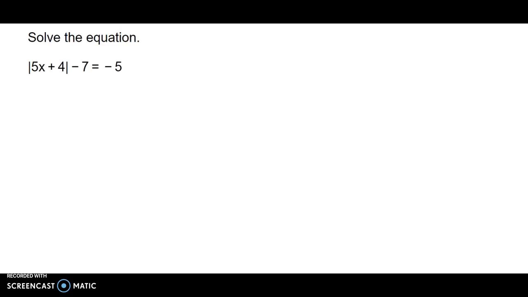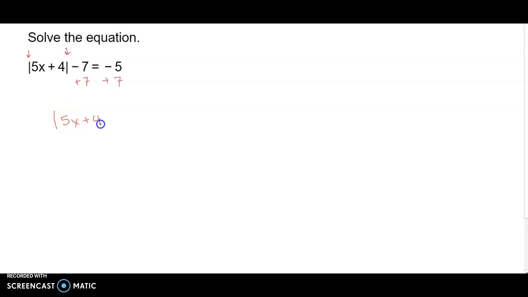All right, to solve this equation, we need to first notice that there's absolute value bars. So these straight lines here and here mean absolute value, which means we're going to have to isolate this part of the equation before we can solve it with absolute value. So we're going to move this 7 to the other side first, which is really important to isolate the absolute value bars before you turn it into two equations.